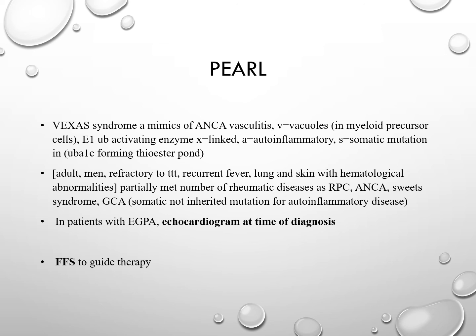In a patient with EGPA, you should do an echocardiogram from the baseline, even if the patient is not symptomatic, because subclinical myocarditis can be detected and treated early. This is the most common complication of EGPA associated with a high mortality rate, rather than other ANCA vasculitides. As we've mentioned earlier, the five-factor score can guide therapy, and they're talking about the 2011 version.